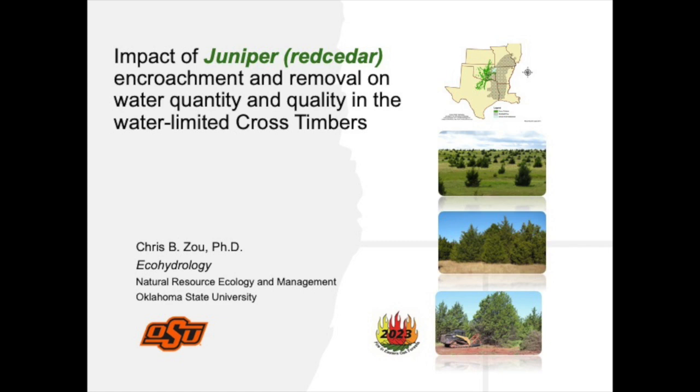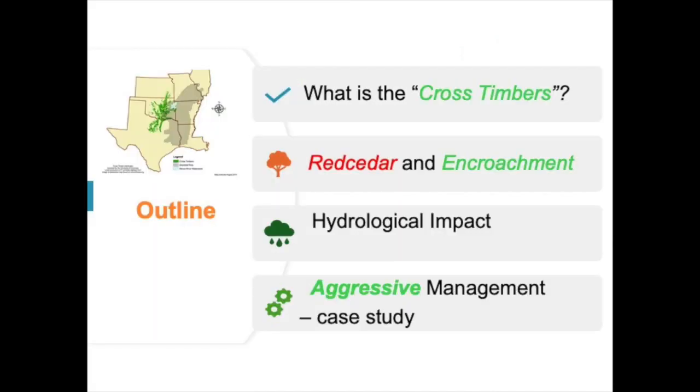Of particular interest, and also relevant to my talk, was the utilization of fire on oak juniper woodland. In my talk, I will show you how the vegetation will change when fire is absent in the cross timber. So I will quickly talk about what a cross timber is, what red cedar is, and what encroachment is.